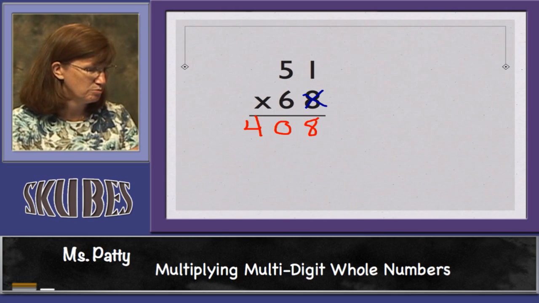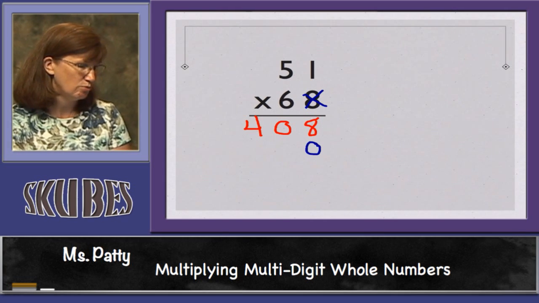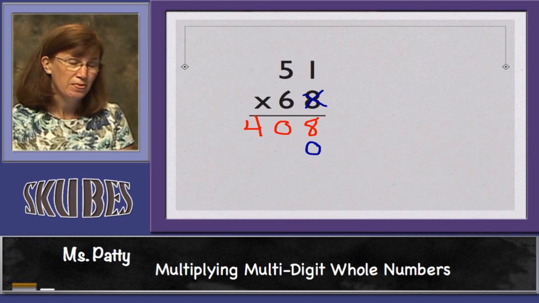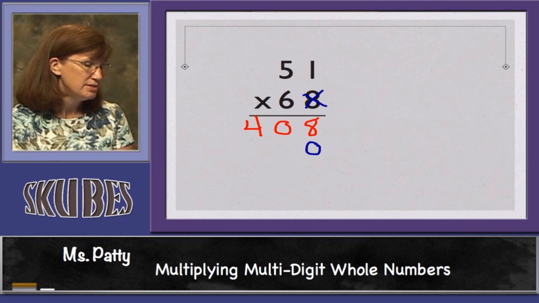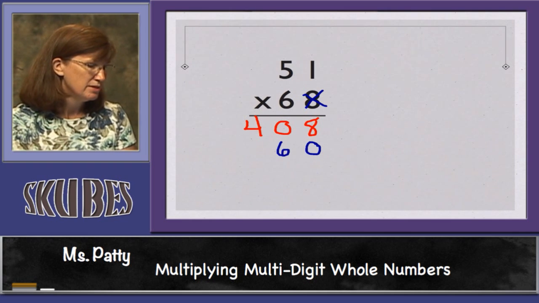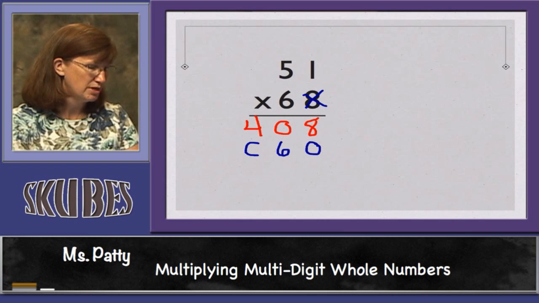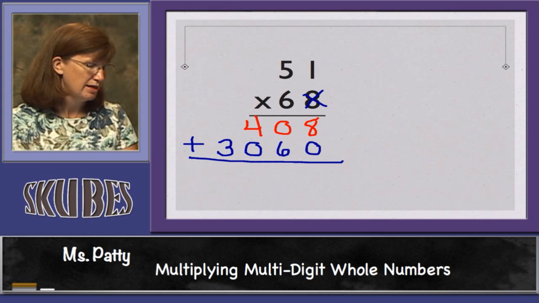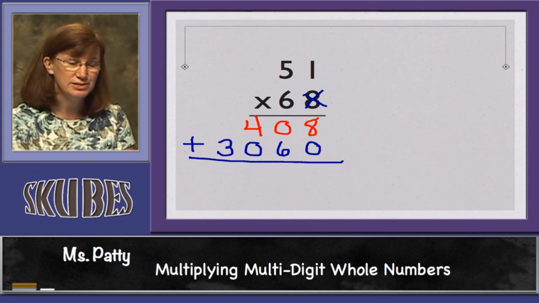Oh, I forgot one thing. Let's put our 0 in our ones house so that we don't forget and go there. When we're done with the ones, we don't want to put any more numbers in the ones house. 6 times 1 is 6. That goes in the tens house. 6 times 5 is 30. Write your 0 in your hundreds house and your 3 in your thousands house. Draw an equals line, a plus sign, and now we're going to add our partial products.